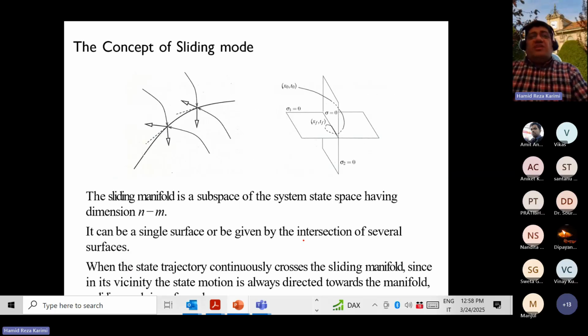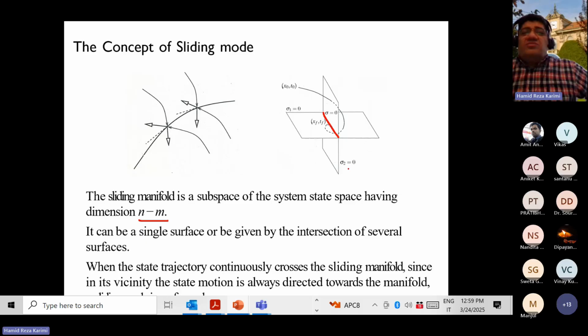So the concept of a sliding mode, as I showed you before, means that all the state trajectories, based on this difference n minus m, the sliding manifold is a subspace of the system state space having a dimension n minus 1. It can be a sliding surface or be given by the intersection of several surfaces. This could be one single surface, or an intersection of several surfaces. So this could be your sigma zeros. Assume that for this kind of sigma zeros, all the state trajectories should converge to these sections.